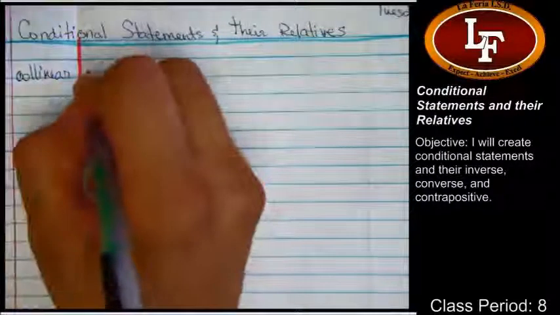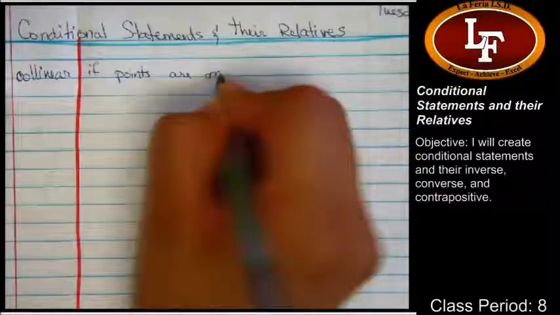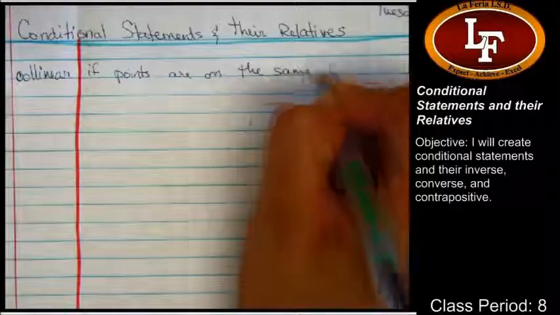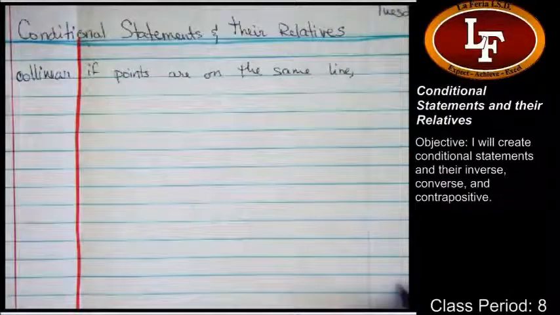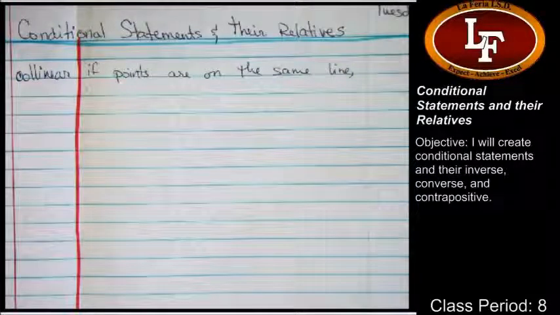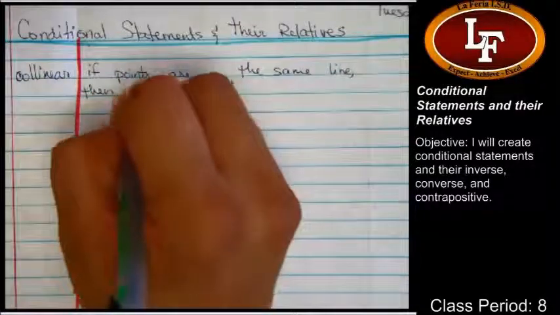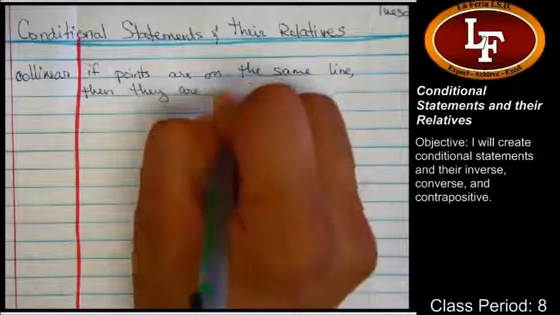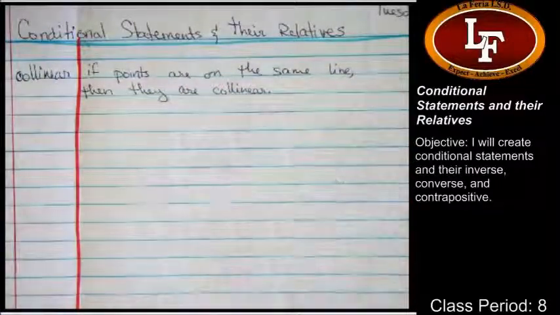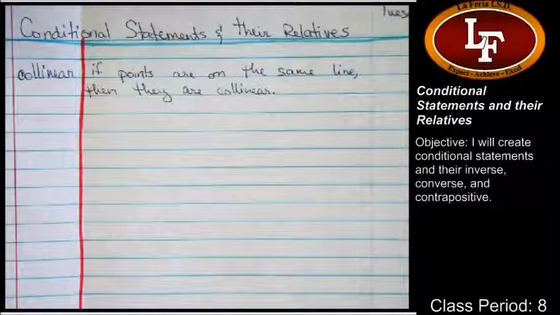So that would go with the if. If points are on the same line, then what? Then you said they are collinear? Yes. Awesome. All right, so collinear. If points are on the same line, then they are collinear. There's your conditional statement.